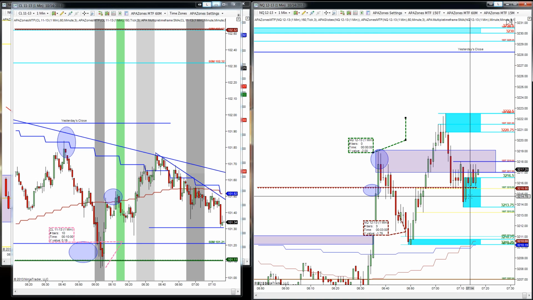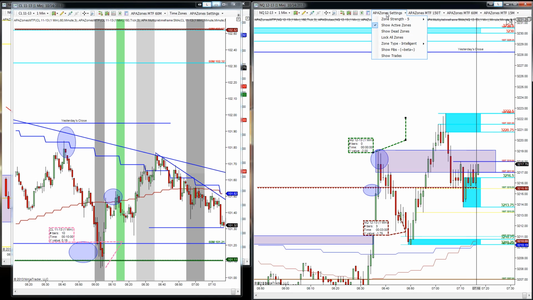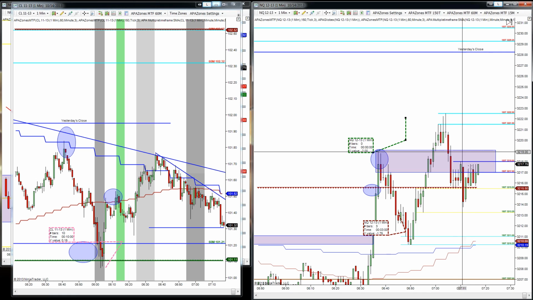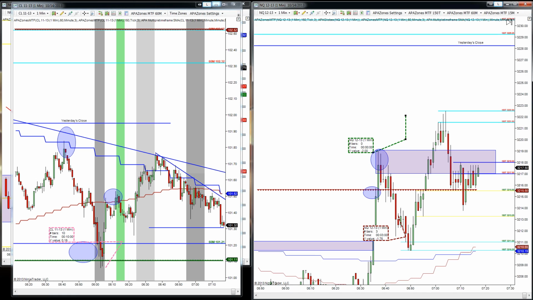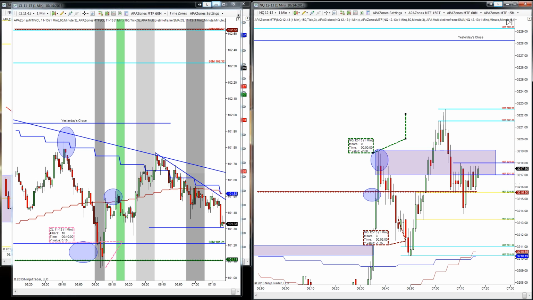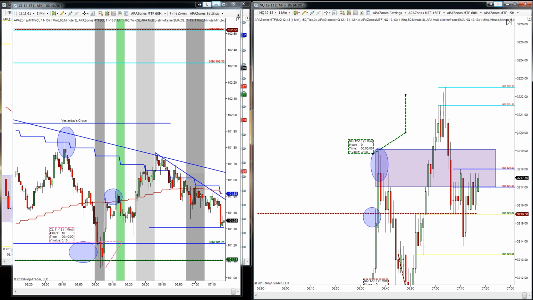Alright, so that Globex high is getting a lot of play right now. Technically, it still hasn't beaten that yellow 150 tick zone that we were looking at, so it's a good thing, right? I feel pretty good if it could beat this 3218 level right there.